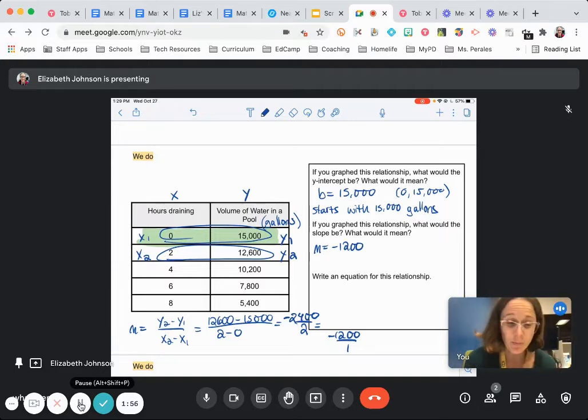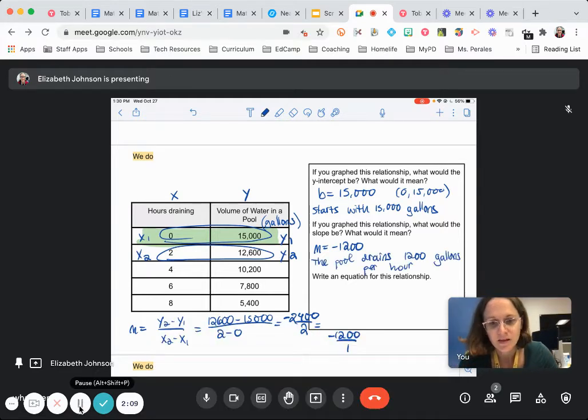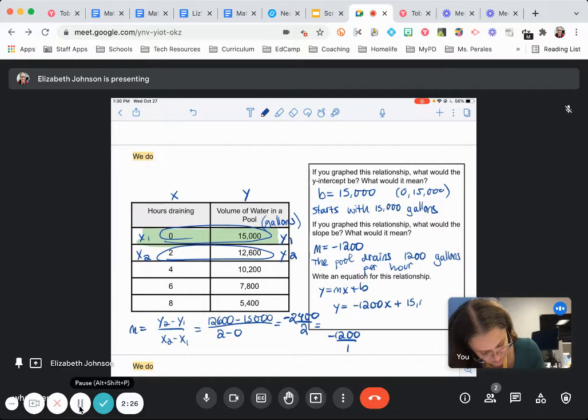Well, remember we're talking about a pool draining water. We have hours and we have gallons. So what this means is the pool drains 1,200 gallons an hour. And now we have everything we need in order to write our equation. It's still going to be y equals mx plus b. This time our slope is negative. It's negative 1,200. And we have a y-intercept that's not 0. It's 15,000. So this would be the equation of our relationship that's in the table here. And we can clearly see our slope and our y-intercept.